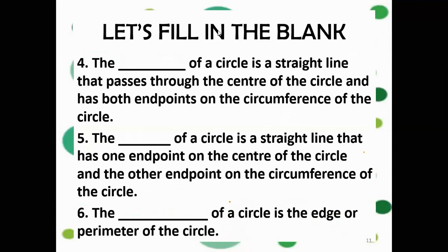All right. Let's fill in the blank. The blank of a circle is a straight line that passes through the center of the circle and has both endpoints on the circumference of the circle. Let's fill in the blank for question number 4.